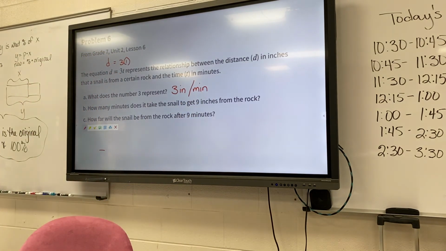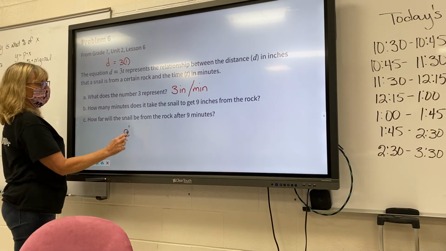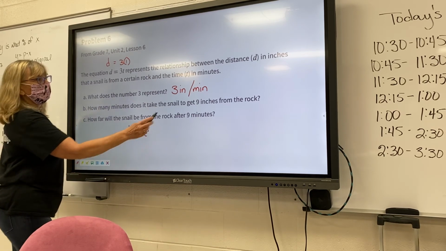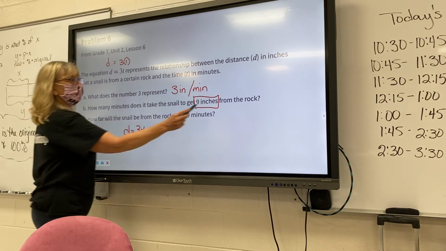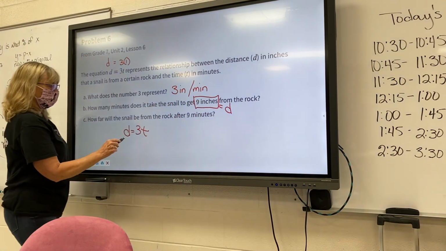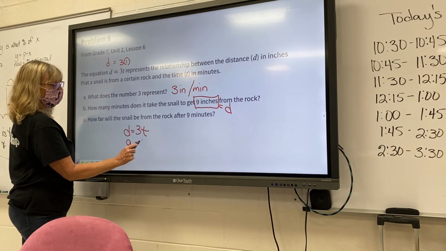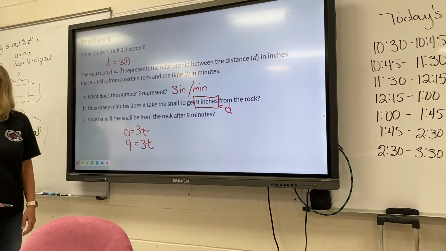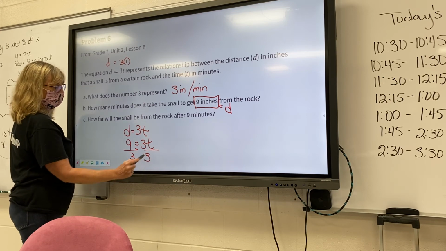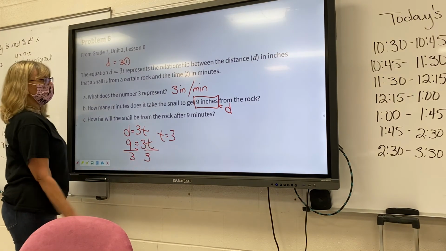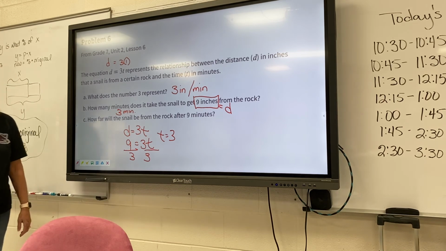Okay. How many minutes does it take the snail to go 9 inches? Well, we can use our equation. D equals 3T. What is this 9 inches? Is that D or is that T? That is D. So I'm going to put 9 equals 3T. Then I'm going to solve for T by dividing both sides by 3. So T equals 3. And what does that 3 mean? 3 minutes. So it takes him 3 minutes to go 9 inches.